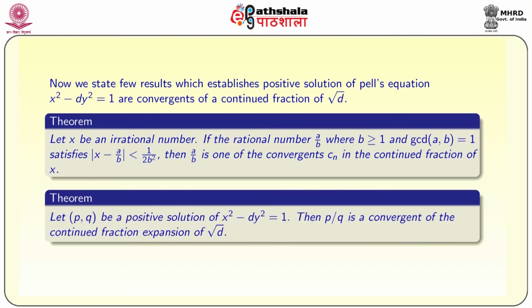The theorem: let p comma q be a positive solution of x square minus d y square equal to 1, then p by q is a convergent of the continued fraction expansion of root d. This is a nice theorem. What it says is, for a positive solution of Pell's equation x square minus d y square equal to 1, if I take the ratio of those p and q, then it is going to be a convergent of the continued fraction of root d.